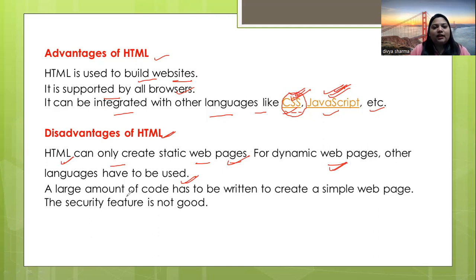Now come to the next point. A large amount of code has to be written to create a simple web page. If you just want to add two or three elements on your web page, in that case you have to write all the tags, like the HTML opening tag and closing tag, as well as define the head tag and the title tag, and then you can write what you want to print on that web page. So a large amount of code has to be written in order to create a simple web page. So this is the disadvantage of HTML. Now come to the next point.